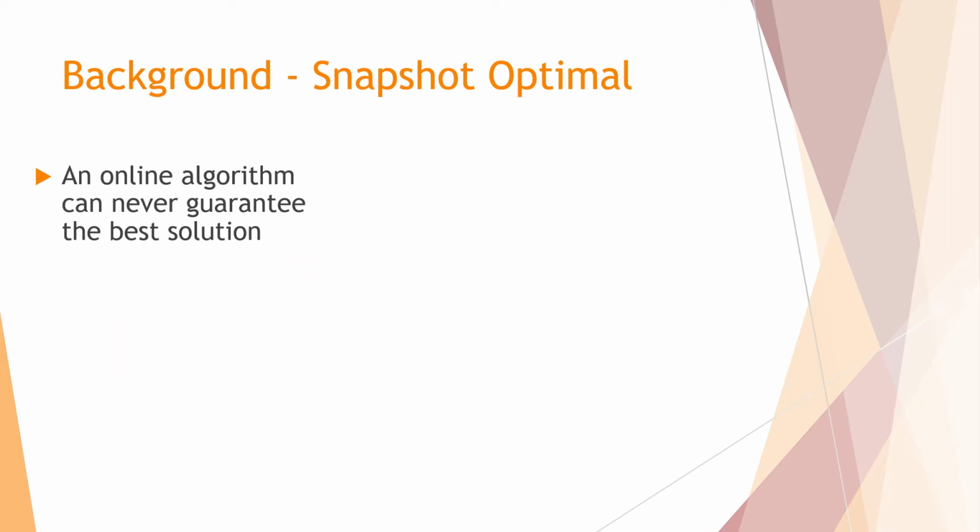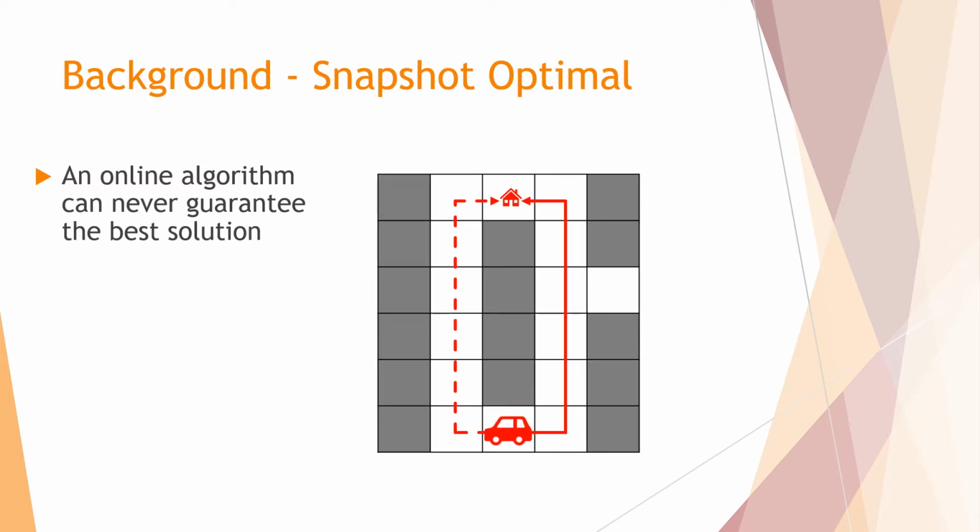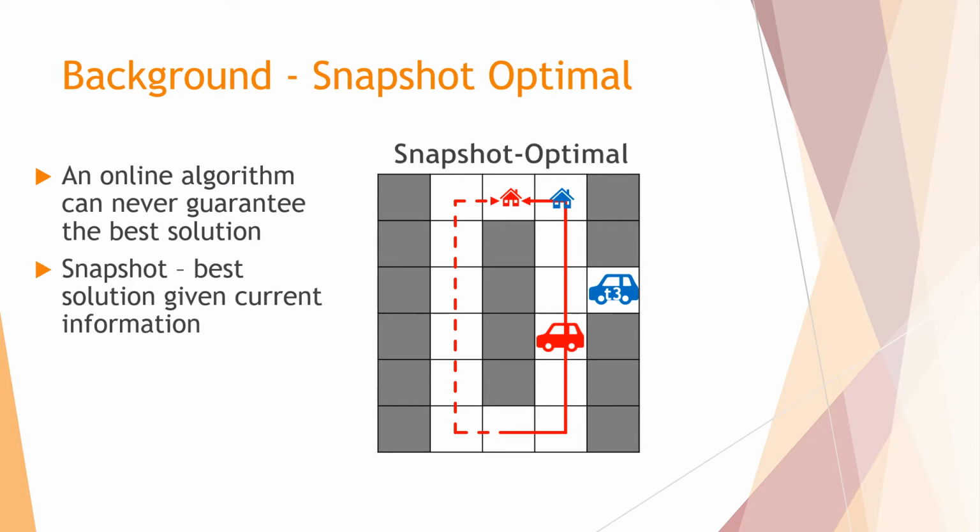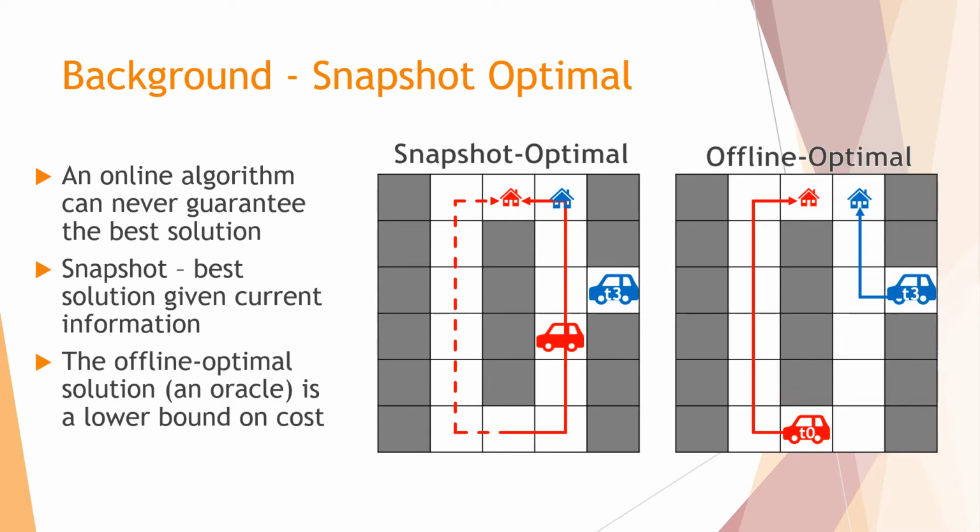It's been proven that no online MAPF algorithm could guarantee to always return the best solution. The lack of information about the future can always cause such a solver to make decisions which will prove suboptimal in the long term. What an online solver can do is return snapshot optimal solutions, meaning the best solution available right now, assuming no new agents arrive in the future. It can still be worthwhile to examine offline optimal solutions to problem instances, since those are a lower bound on the cost of any solution.